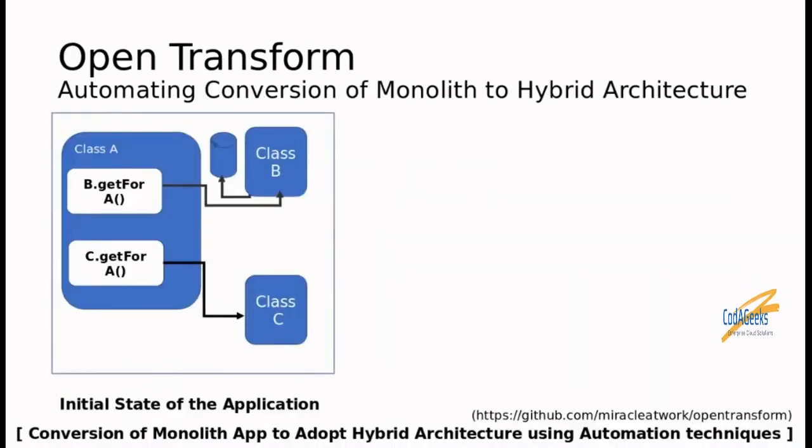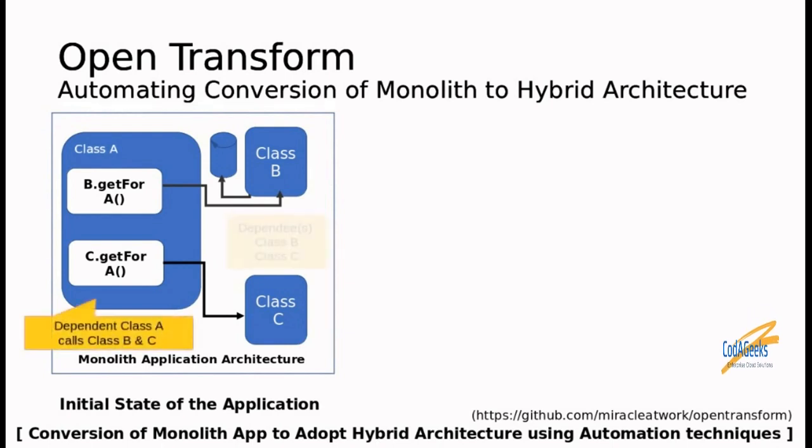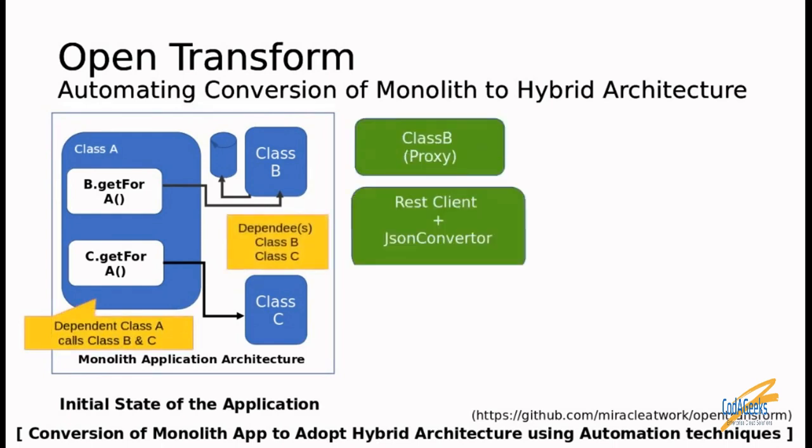A fundamental monolith application can be described as different classes calling methods of each other, in order to achieve a business functionality. Here Class A is calling methods of Class B and Class C. They collectively form monolith application. Class A is dependent on Class B and Class C. Now we will apply automated transformation strategy of OpenTransform, to automatically convert Class B into microservice.